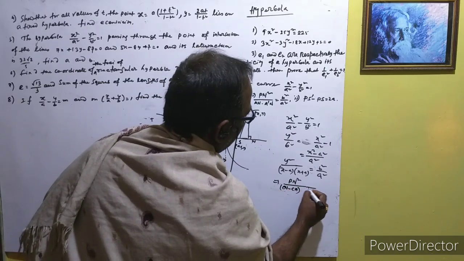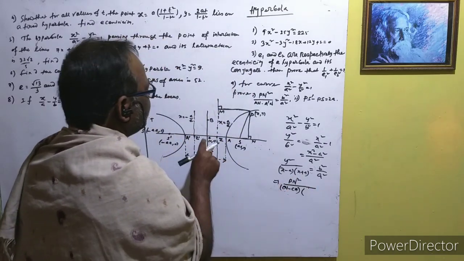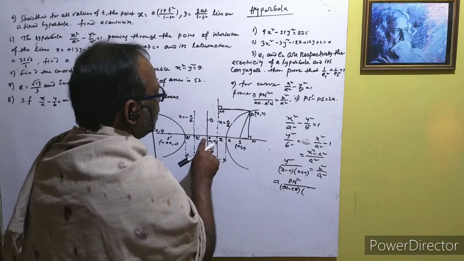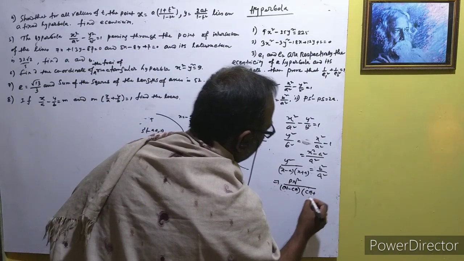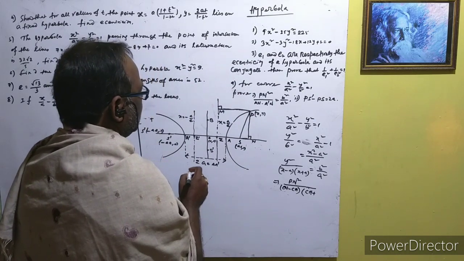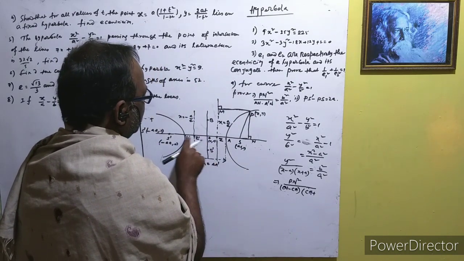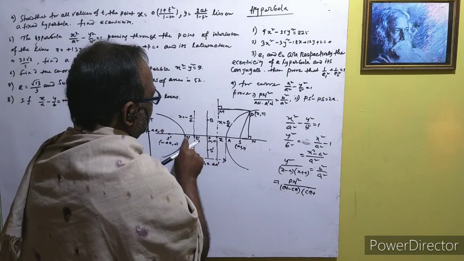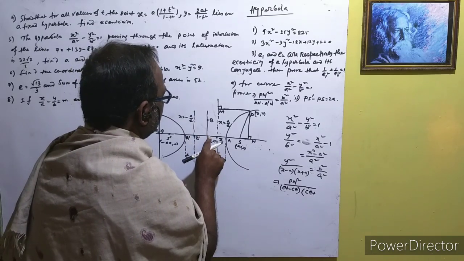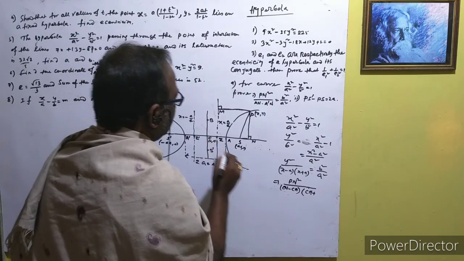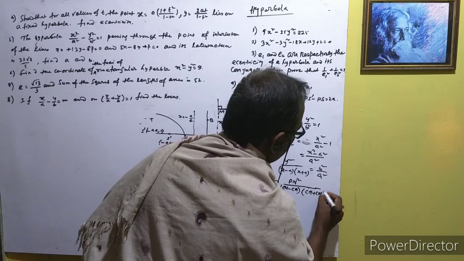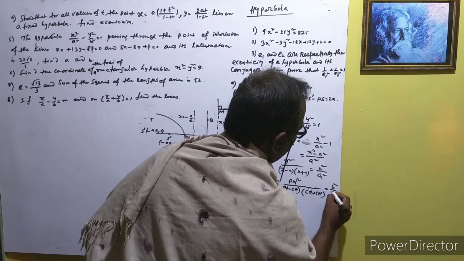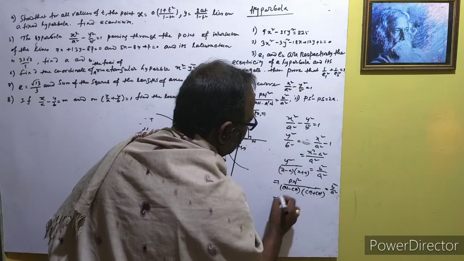And again x means cn plus, from this we can write ca dash, that is b square by a square.